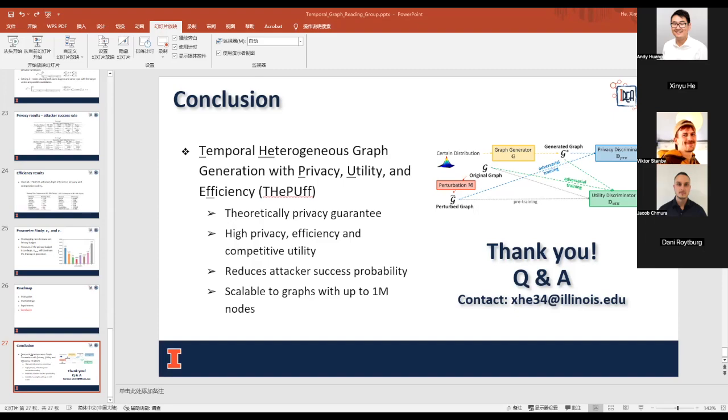Great. Thanks for the nice discussion. I think there have been quite a few questions, so that's good. I have one final question. Here you mentioned that you're able to scale to graphs with 1 million nodes. How do you imagine this can scale to even larger graphs with potentially tens of millions of nodes? What would be the main constraint?